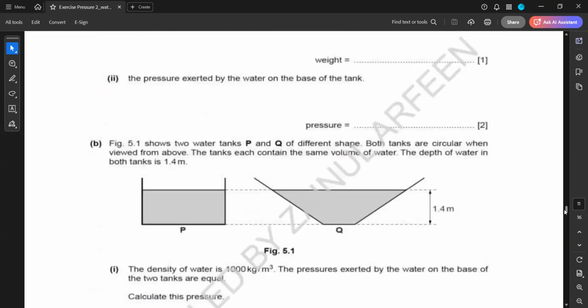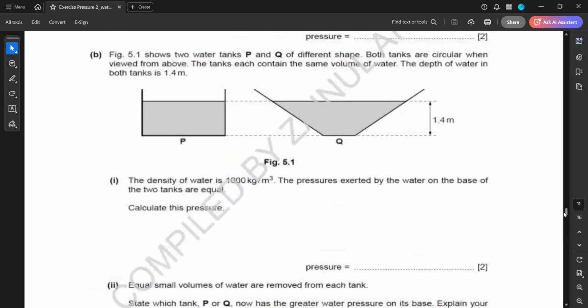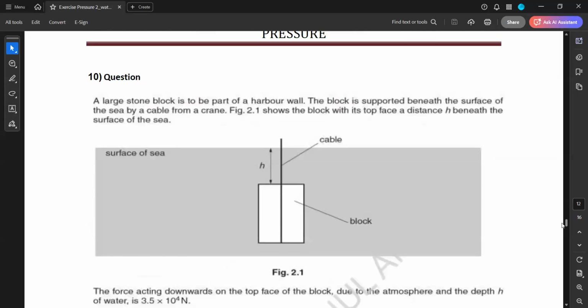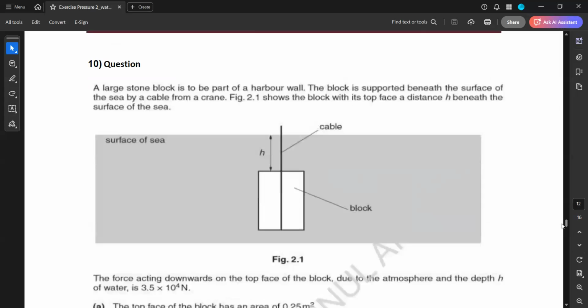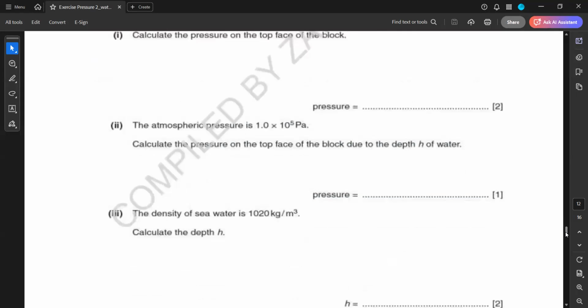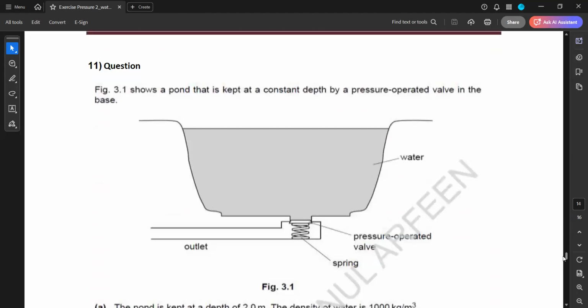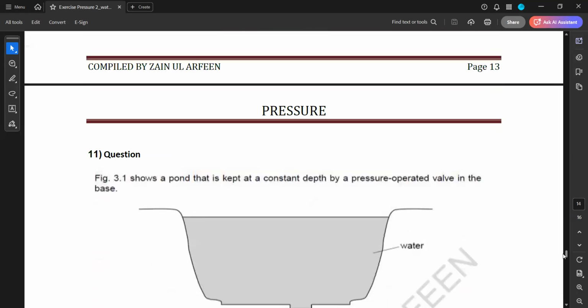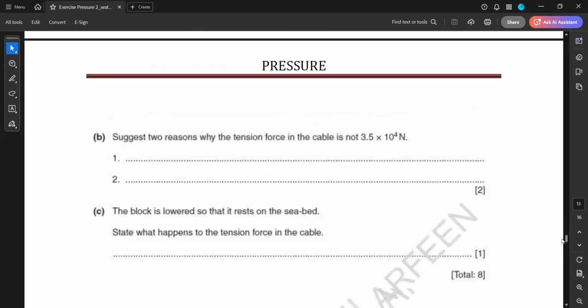Question 9, any doubts? 9A and B. No, sir. Anyone having a doubt or a question? Question 10, any doubt? No doubt in question 10 as well. Okay. Question 11, any doubt?